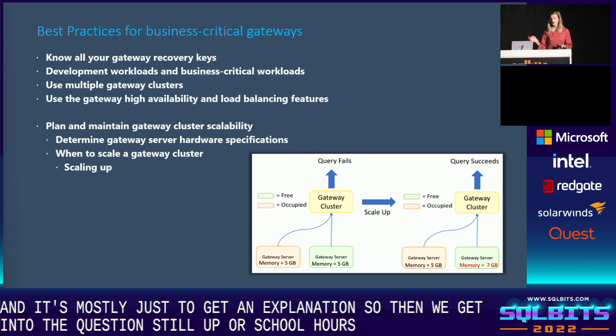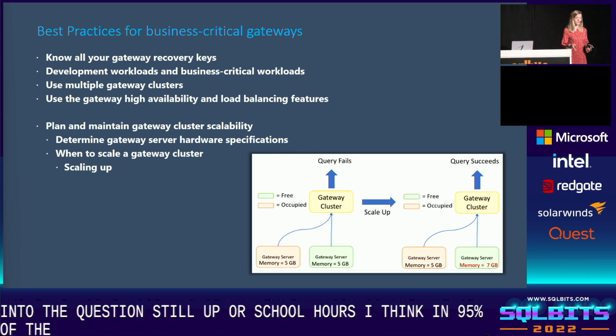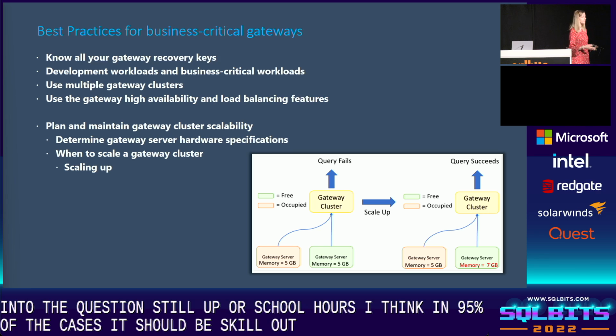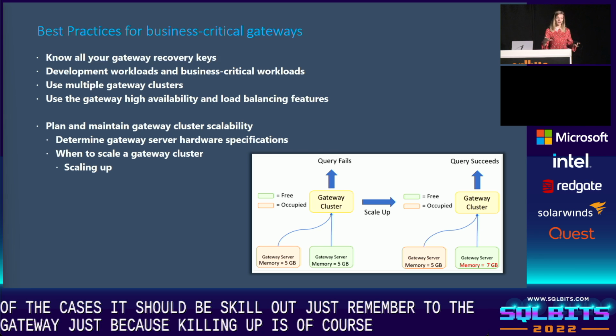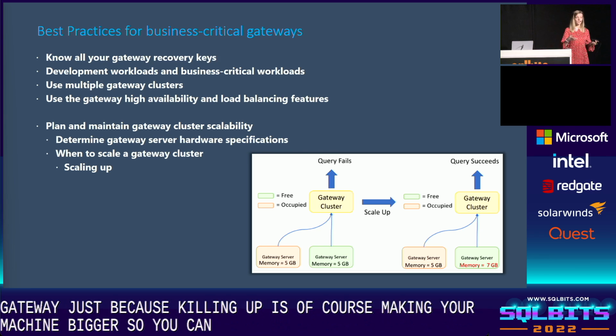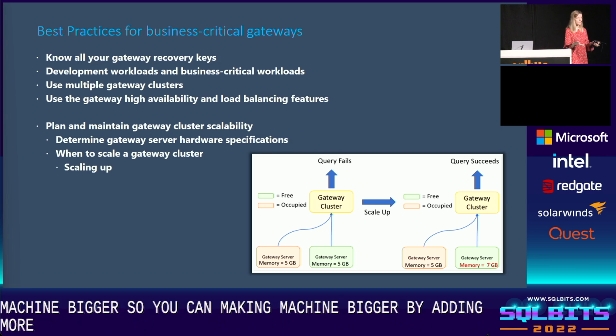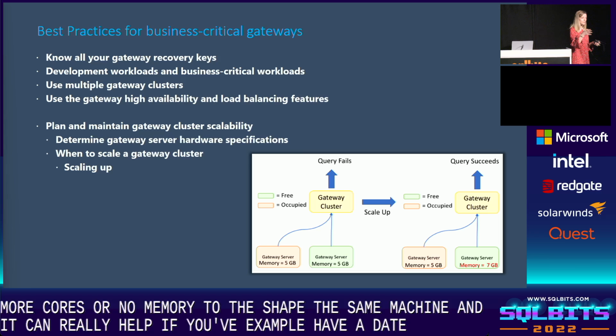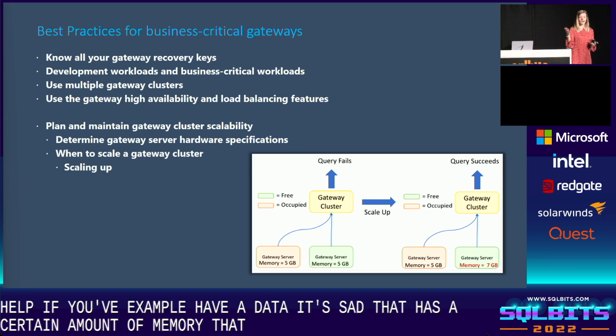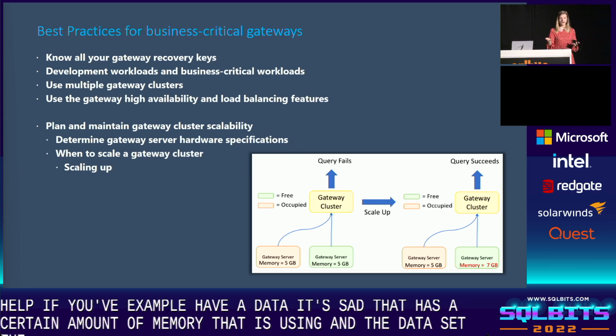I think in 95% of the cases, it should be scale out, just by adding a new member to the gateway cluster. Scaling up, of course, is making your machine bigger. You can make your machine bigger by adding more cores or more memory to the same machine. And this can really help if you, for example, have a data set that uses a certain amount of memory, and the data set is simply too big to run on the machine.